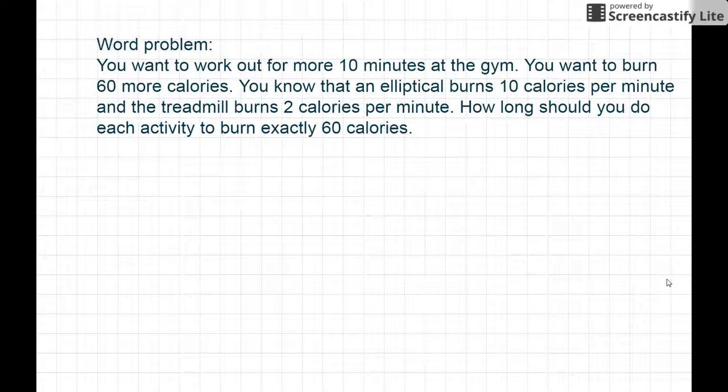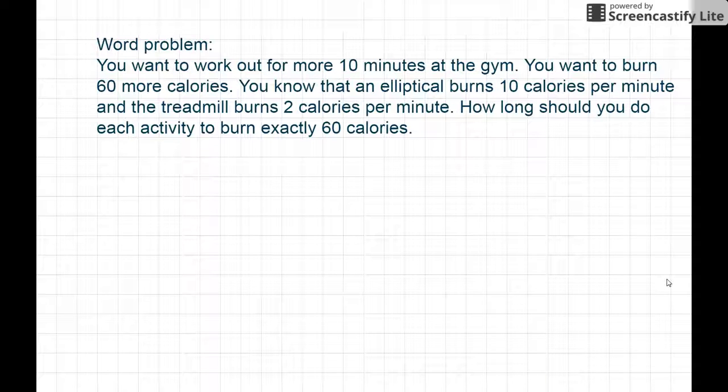Okay, so word problem example. It says you want to work out for 10 more minutes at the gym. You want to burn 60 more calories. You know that an elliptical burns 10 calories per minute and the treadmill burns 2 calories per minute. How long should you do each activity in order to burn exactly 60 calories?